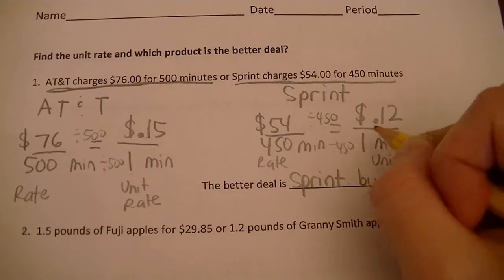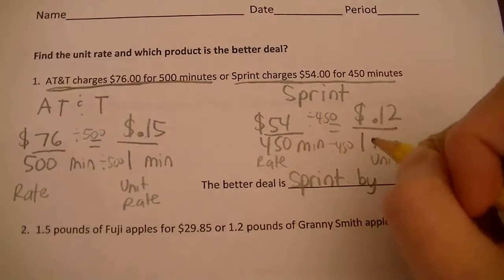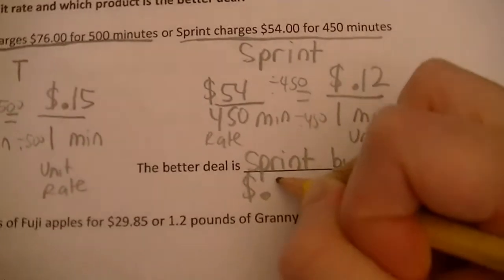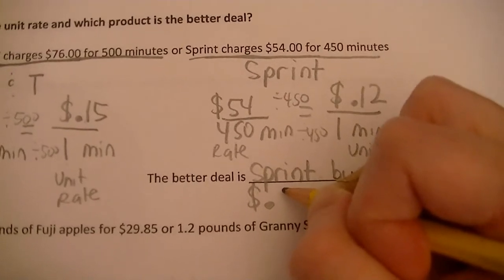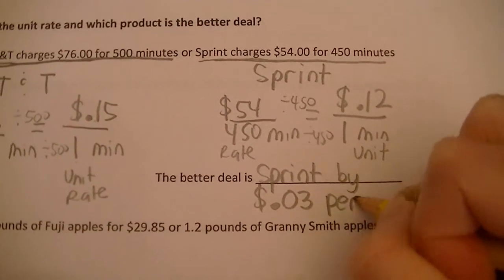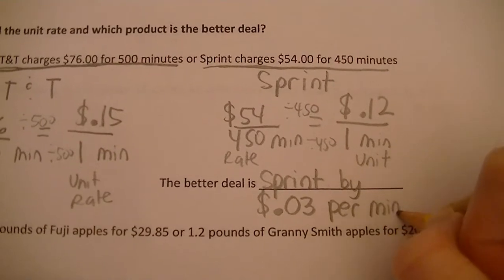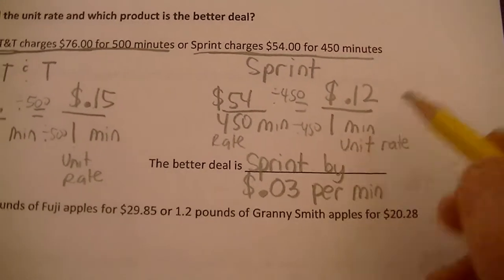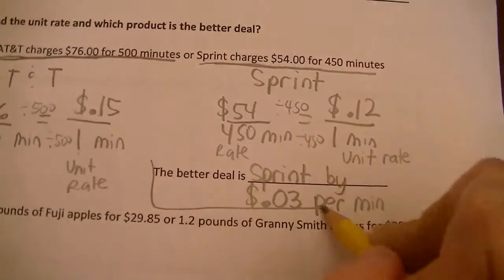The better deal is Sprint by, well, how much are you saving? The difference between 12 cents and 15 cents is 3 cents. Don't put 0.3, that'd be 0.30, you know, 30 cents. We want 3 cents, and then don't forget to put the part where it says per minute. Okay? All right, I forgot to put unit right there. Okay, so there we go.